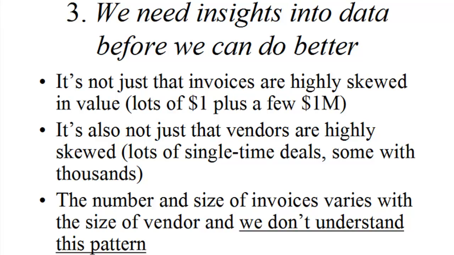It's not just that the range of values goes from $1 to $1 million. And it's not just that vendors go from single-time vendors to vendors with thousands of transactions. It's the fact that those two variables have a relationship, that the number and size of individual invoices varies with vendors. So a large vendor handles invoices in a different way, and the data has a skew, it has a trend, it has a size law that we need to know about. It ought to be something that's in our minds as we're preparing our sampling plan, as we're trying to decide, for example, whether we're trying to find a problem vendor or a problem item.